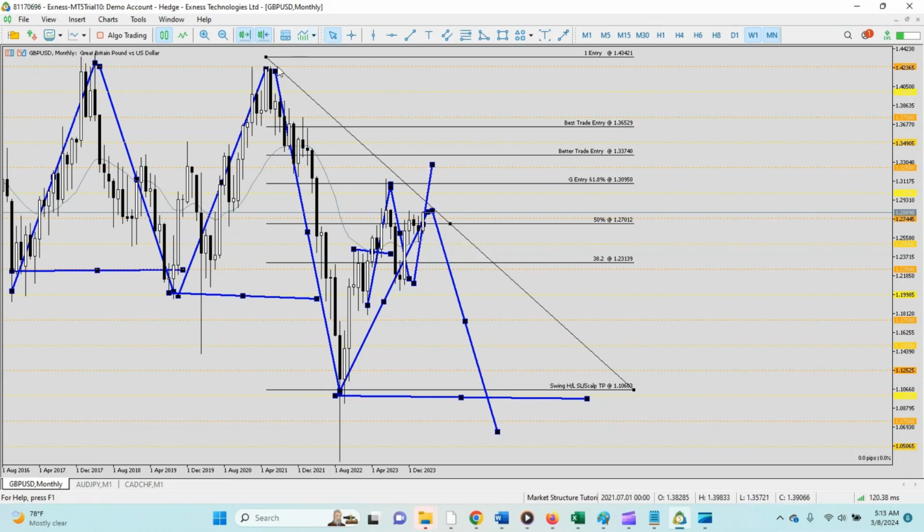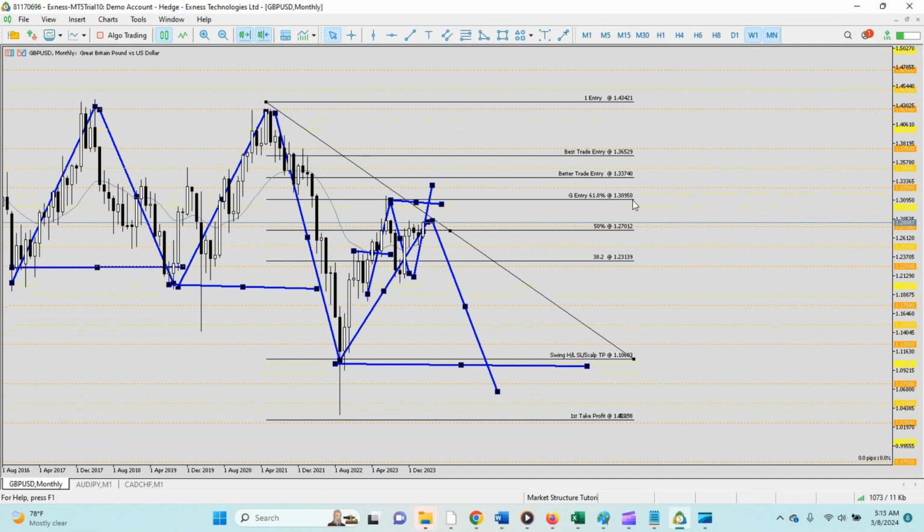But remember, the overall structure is still bearish. It will continue to be bearish until this area is broken. So we are anticipating price to break this structure here and move up. And you see the fib, you have the 1.30950 is in harmony. There is confluence, and we have the round number, so price will definitely reach this area.